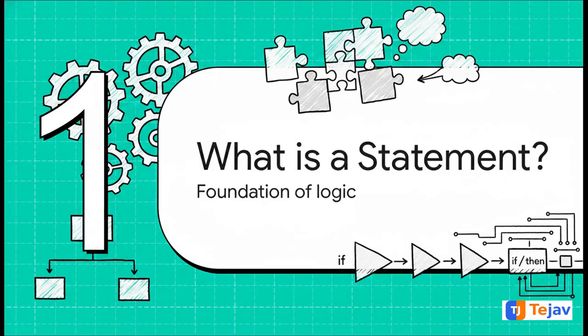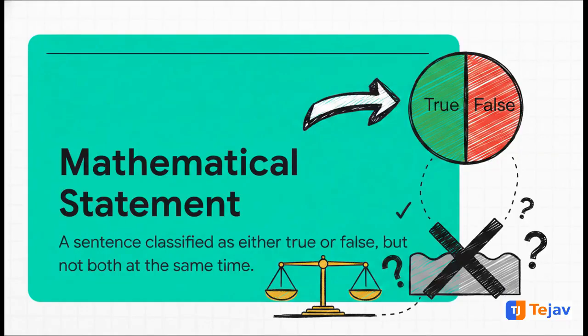So, Section 1. What is a statement? This right here is the absolute core building block of logic, reasoning, and computer science. Here's the golden rule. A mathematical statement is simply a sentence that can be classified as strictly either true or false. That's it. It has to be one or the other, but it absolutely cannot be both at the same time. There's literally no gray area here. No maybes, no it depends. It needs a definite truth value.